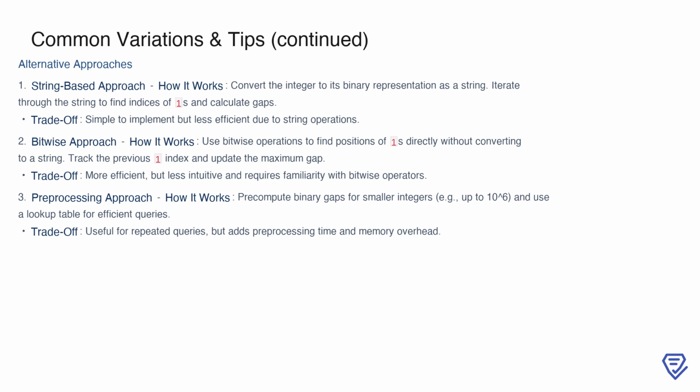Lastly, a pre-processing approach involves pre-computing the binary gaps for smaller integers up to 10^6, for example, and storing them in a lookup table for quick access. This is useful in scenarios with repeated queries but comes with the trade-off of additional pre-processing time and memory usage. Each of these methods has its advantages and limitations, so choose the one that best fits the constraints and context of the problem you're solving.